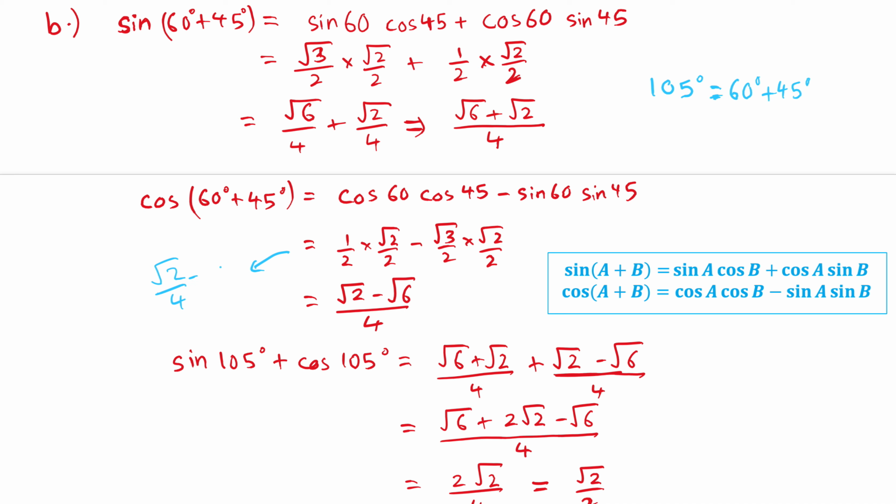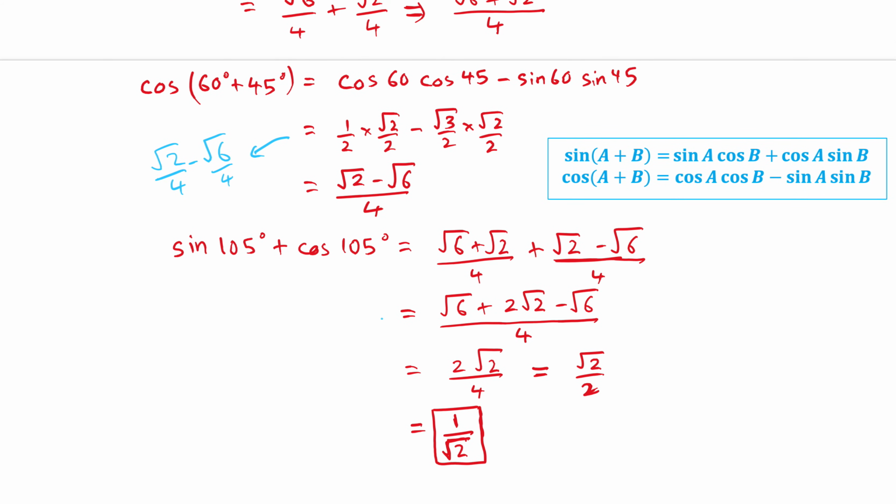So we can subtract these to get root 2 minus root 6 upon 4. So finally we can add sine 105 degrees plus cos 105 degrees to get root 6 plus root 2 upon 4 plus root 2 minus root 6 upon 4. So from here positive root 6 and negative root 6 will cancel, and root 2 plus root 2 is equal to 2 root 2. So from here we can cancel this 2 with this 4 to get 2. So we're left with root 2 upon 2.